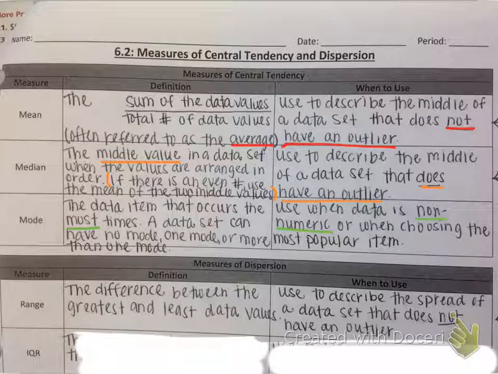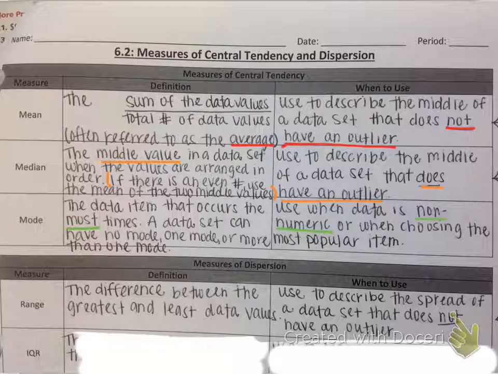Okay, so if we have measures of central tendency that talk about the middle of the data, it's also useful for us to talk about the spread of the data. How far apart are our data values? What's the difference between our shortest person and our tallest person? Or our highest score and our lowest score. So we like to look at the measure of dispersion as well.